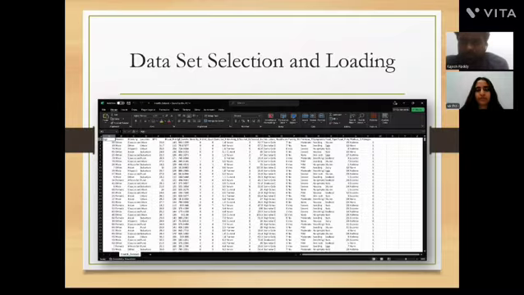Here, the first and foremost step is to select and load the data. We first select the data and we load the data. Here we have some columns and rows. It is shown in this format. Here we have proper health-related data.